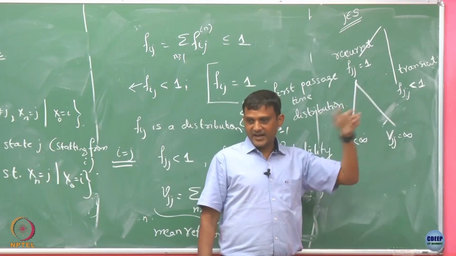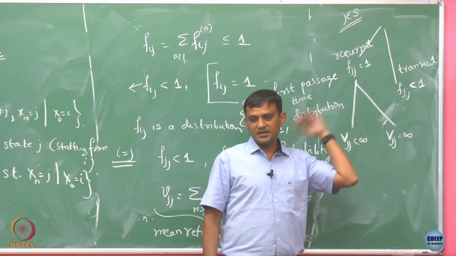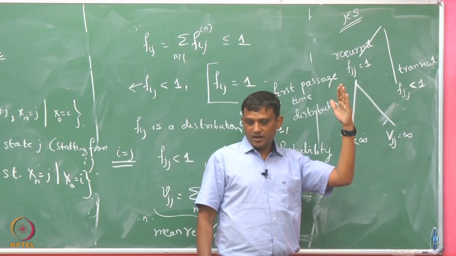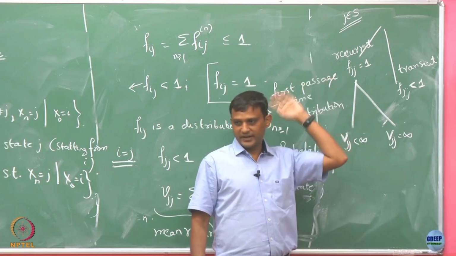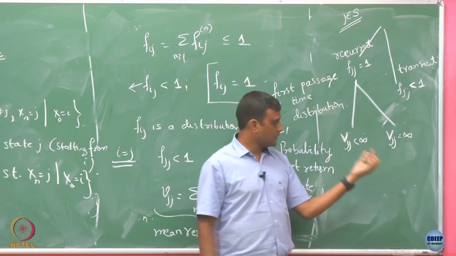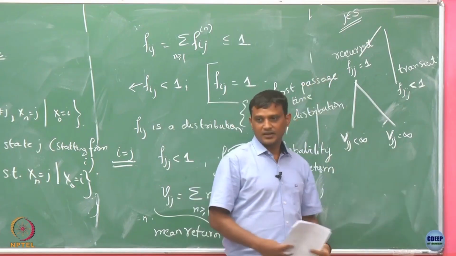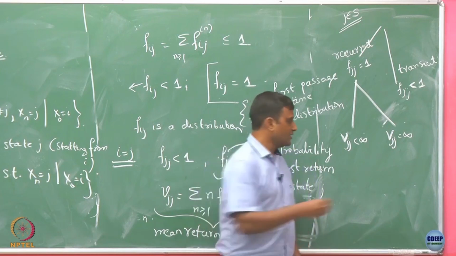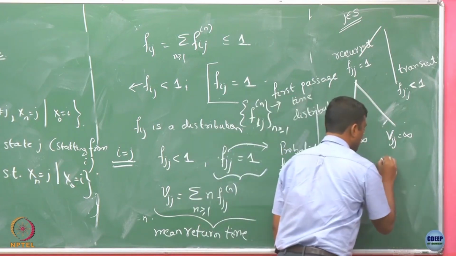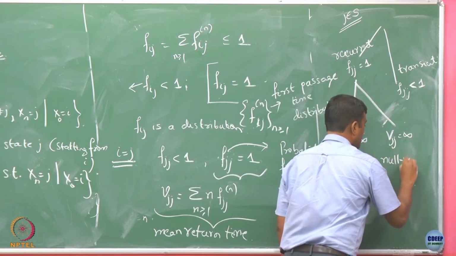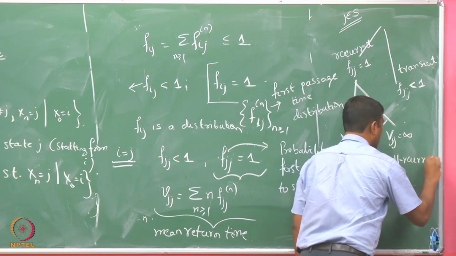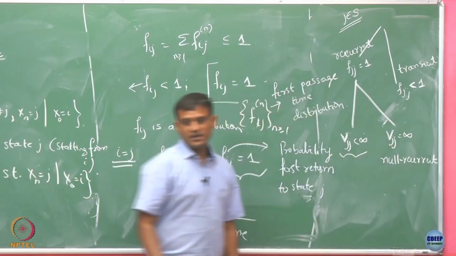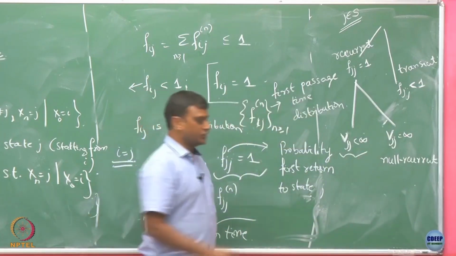So, when it is recurrent, yes, we know it is going to come back, but whether it is going to come back frequently or it is going to come back rarely after a long time. If it is going to come back after a long time or rarely, we are going to call this null recurrent. And then we are going to call this case positive recurrent.